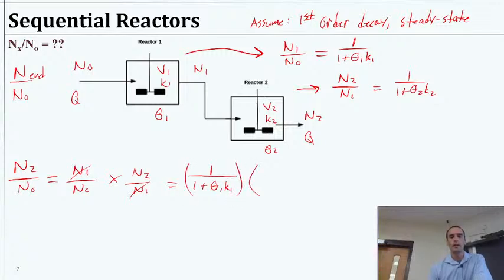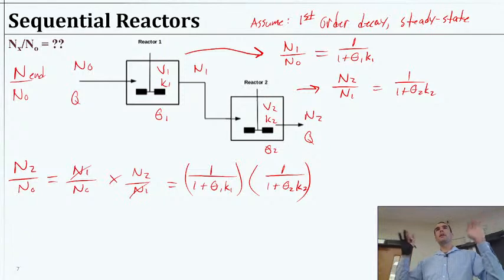And we can multiply that by the 1 over 1 plus theta 2 K2. So we have a pretty simple way to say, okay, let's just multiply. Now that we have them as ratios, we multiply the actual nuts and bolts of the system, the 1 over 1 plus theta K, for each reactor.